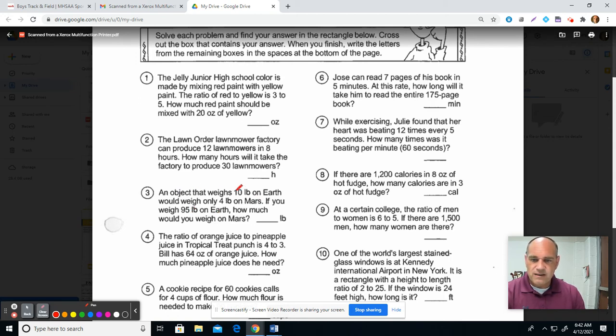So my true statement is this: 10 pounds on Earth is 4 pounds on Mars. So I'm going to do 10 pounds. I'm putting E as my Earth weight. And I know that that would be 4 pounds on Mars, M for Mars. So this is my ratio. 10 Earth weights is 4 Mars weights. Equals, so there's my true statement.